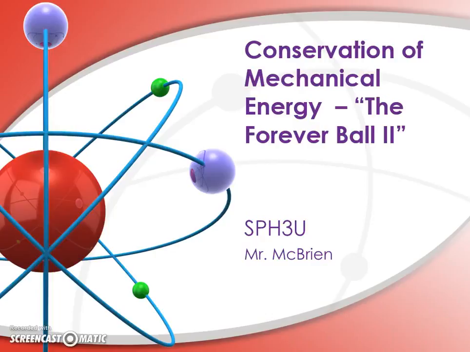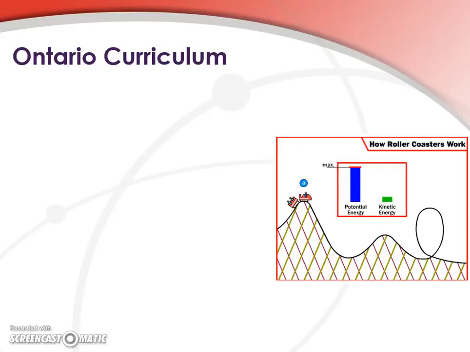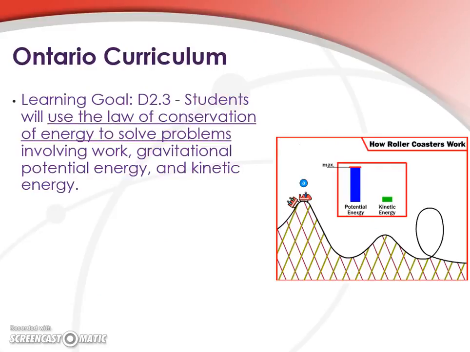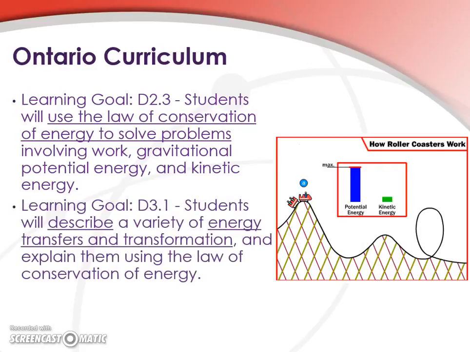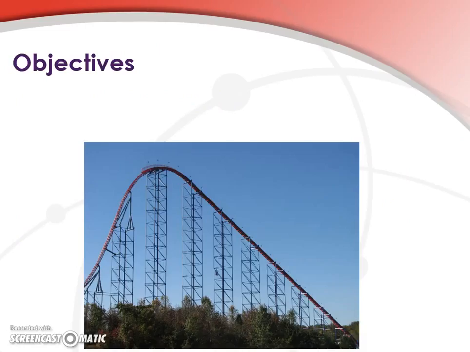Okay. Hello everyone, I'm Mr. McBrien. This is SPH3U, Conservation of Mechanical Energy, or the Forever Ball Part 2. The Ontario curriculum states that we need to use the law of conservation of energy to solve problems involving work, gravitational potential energy, and kinetic energy, and that we should be able to describe energy transfers and transformation. This is what we're going to focus on today.